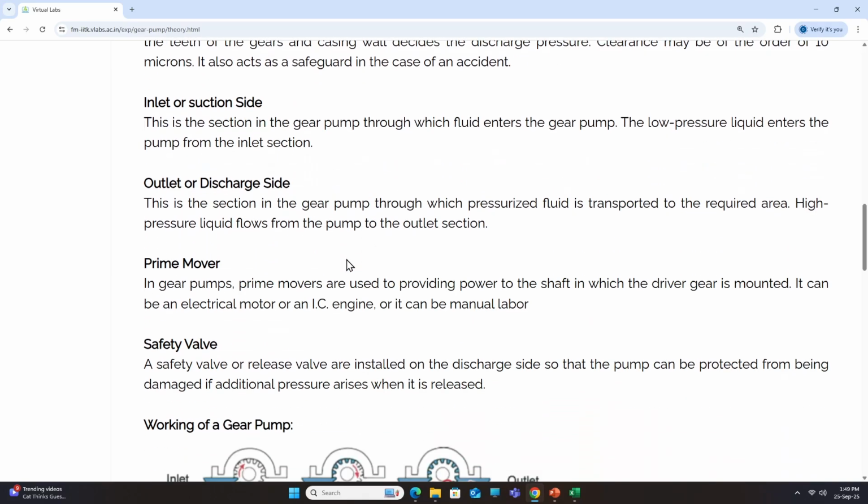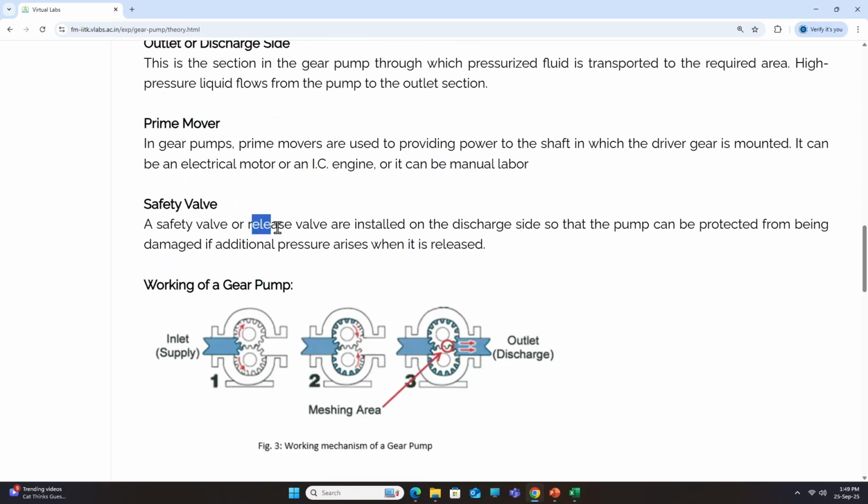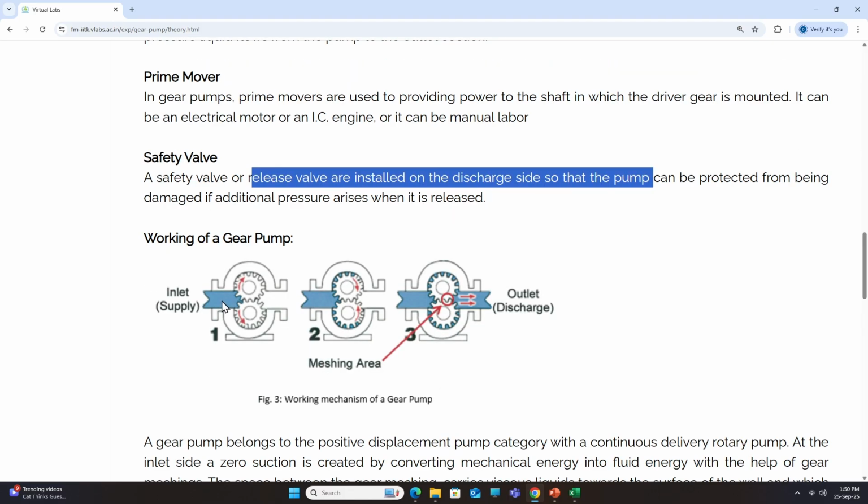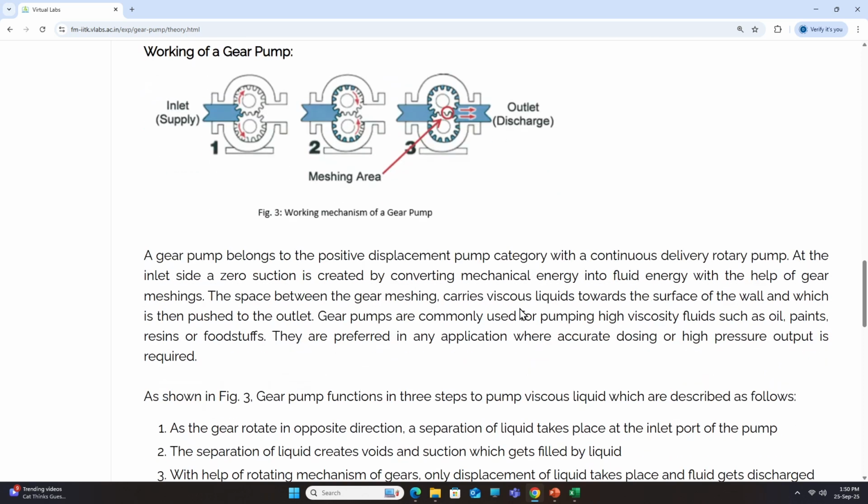Now, there are always safety valves in the gear pump. A safety valve or release valve is installed on the discharge side so that the pump can be protected from being damaged if additional pressure arises. Because it is a positive displacement pump, there can be no flow back. That is why the safety valve is always there to release the pressure if it is above the threshold. You see here the fluid enters, the driver gear and the driven gear both are rotating, and the fluid passes through the inside periphery of the casing and goes out as the outlet discharge. So, this is the gear pump.